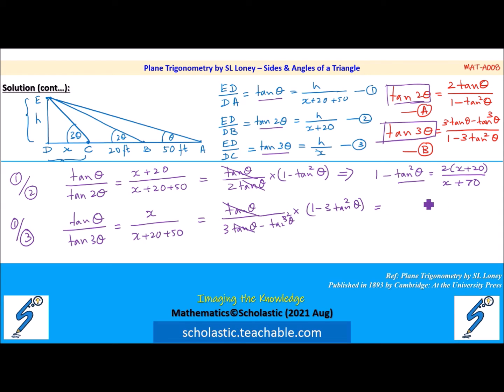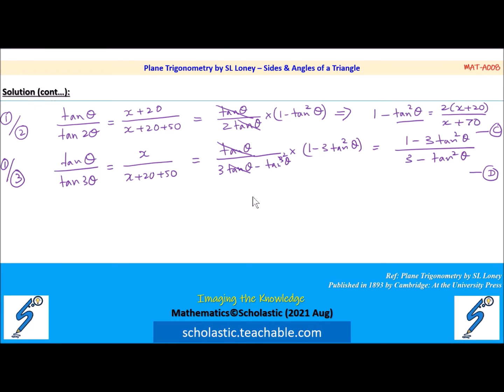So I will write it as it is: 1 minus 3 tan square theta divided by 3 minus tan square theta. Okay, so this is another equation. We'll call this equation C and this equation D. Now we'll go to the next page and see whether we can simplify further.